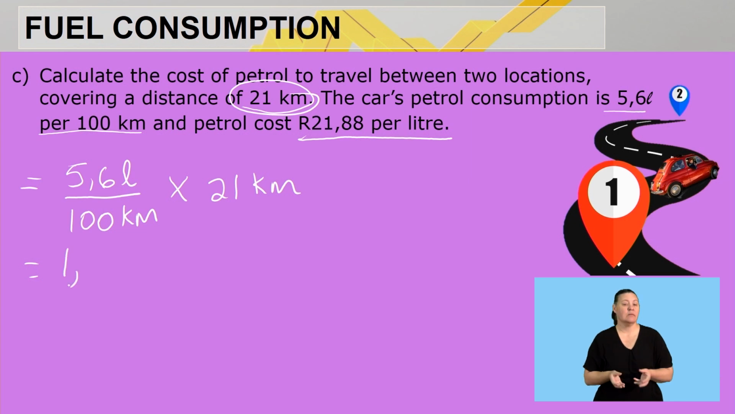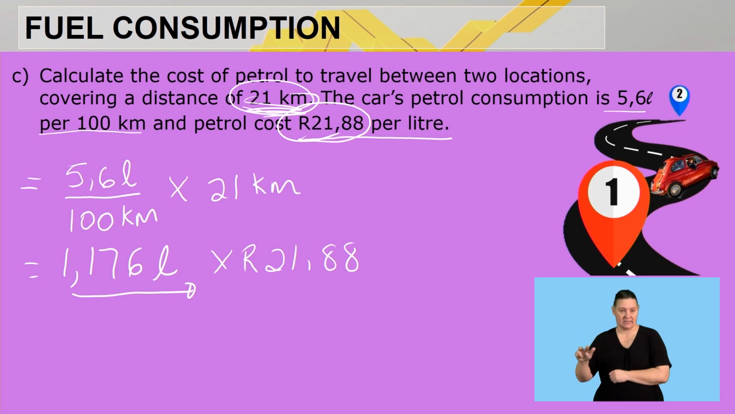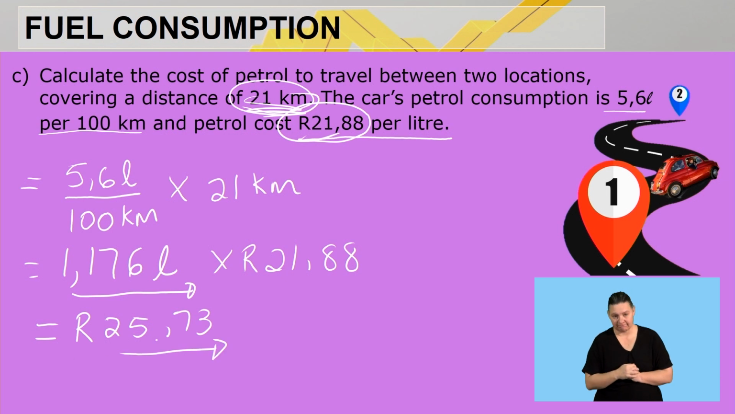We are going to need 1.176 liters to travel 21 kilometers. Now, we are told that the cost per liter is 21 Rand 88. So we multiply the number of liters by the cost per liter. This will give us a total amount of 25 Rand 73. So we will need 25 Rand 73 to travel 21 kilometers.